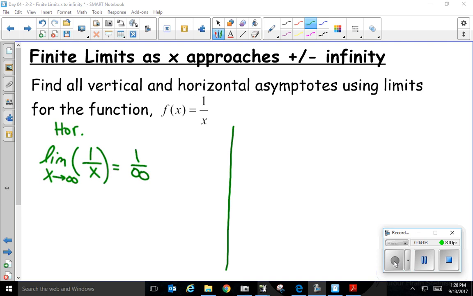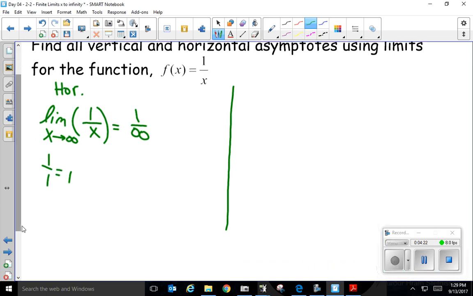What happens to a fraction when the top stays the same but the bottom gets bigger and bigger and bigger? The overall value gets smaller and smaller and smaller. For example, 1 over 1, that's 1. You don't have to write this part down. What happens if I just increase the bottom? 0.5. I increase it again to 0.25, and it just gets smaller and smaller.